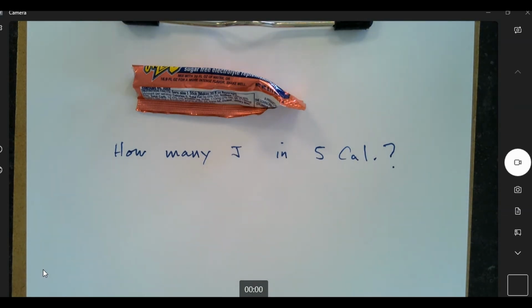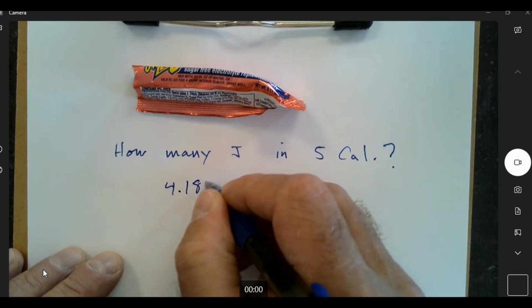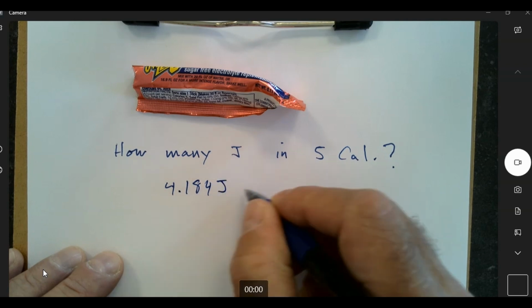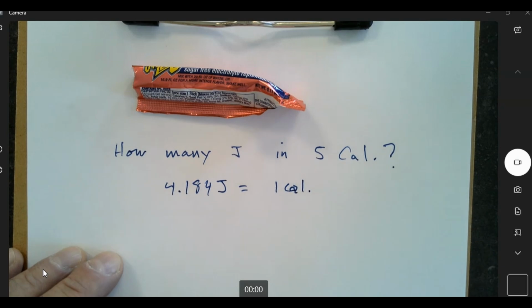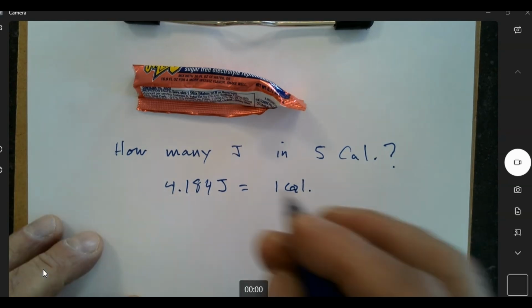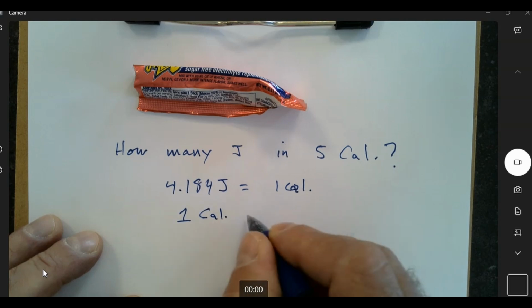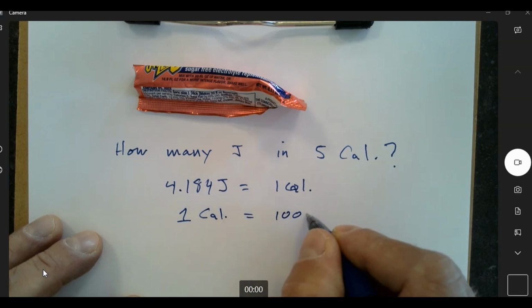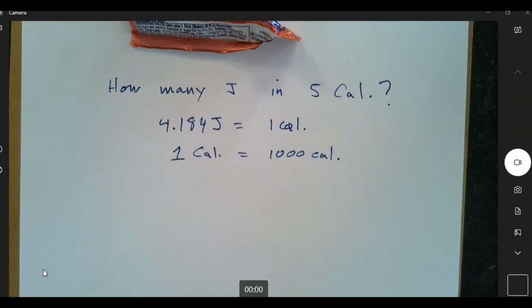All right, what did we learn yesterday? How about 4.184 joules per calorie? Any difference between the top calorie and the bottom calorie? Yes. We also learned that 1 nutritional calorie is 1,000 normal calories. So y'all like conversions and units. You realize units are your friends, right?